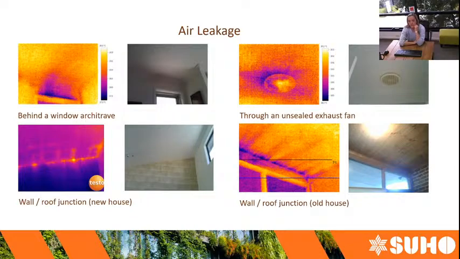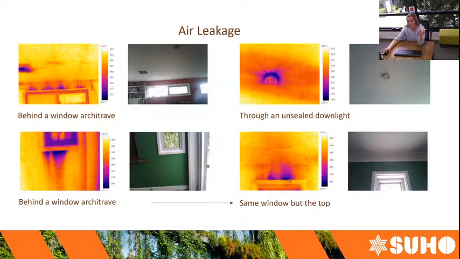Here's some more examples of air leakage. That first house was about 10 years old. This house was actually built in a sustainable development up north, and it was meant to be 7.5 stars. 7.5 stars in 2010 is very different to 7.5 stars now. However, for its time, it was extremely ahead of the game.